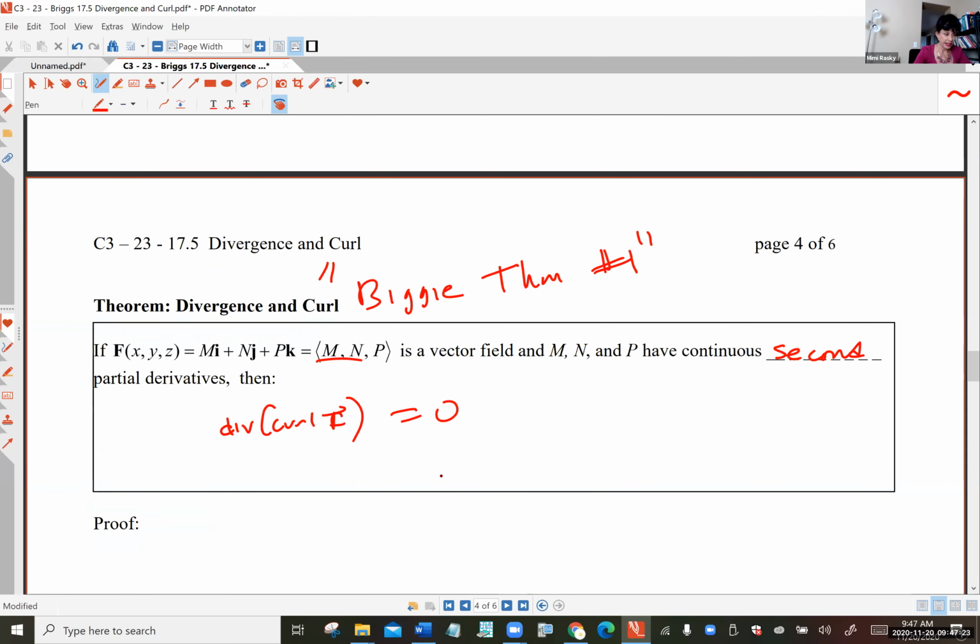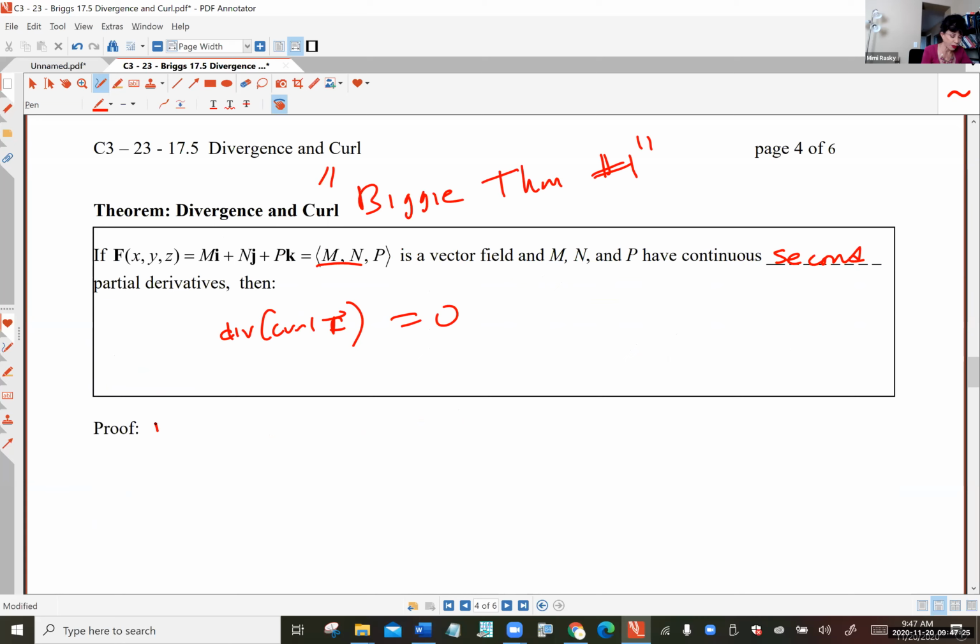Okay, so that's a nice biggie theorem. I'm going to prove this for you. One time I put this proof on a final exam and one guy got it, which was kind of cool. So here's the proof.